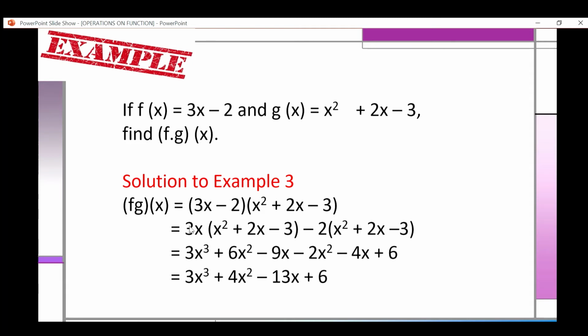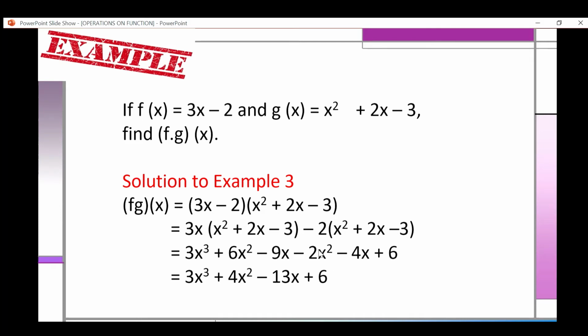So, 3x times x squared, that's 3x cubed. 3x times 2x, that's 6x squared. And then, 3x times negative 3, that's negative 9x. Okay, so for this one naman, negative 2 times x squared, that's negative 2x squared. And then, negative 2 times 2x, that is negative 4x. And then, negative 2 times negative 3, that is positive 6.